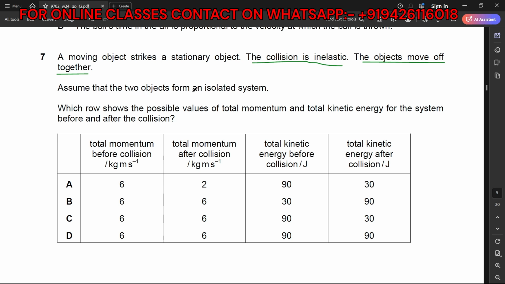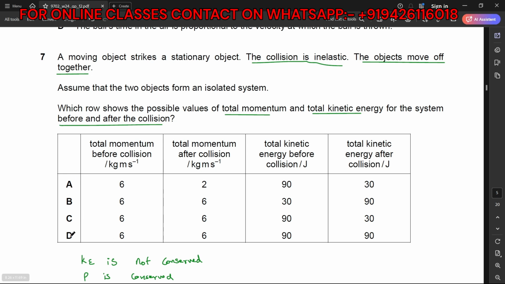Assume that the two objects form an isolated system, that is the condition for the collision, for the momentum formula that we use in AS level physics. Now, which row should be the possible value of the total momentum and total kinetic energy for the system before and after the collision? So we know that KE is conserved only for elastic collision, and because our collision is inelastic, K is not conserved over here. But momentum is always conserved. Conserved basically means that initial and final values are always equal. Not conserved means they are not equal.